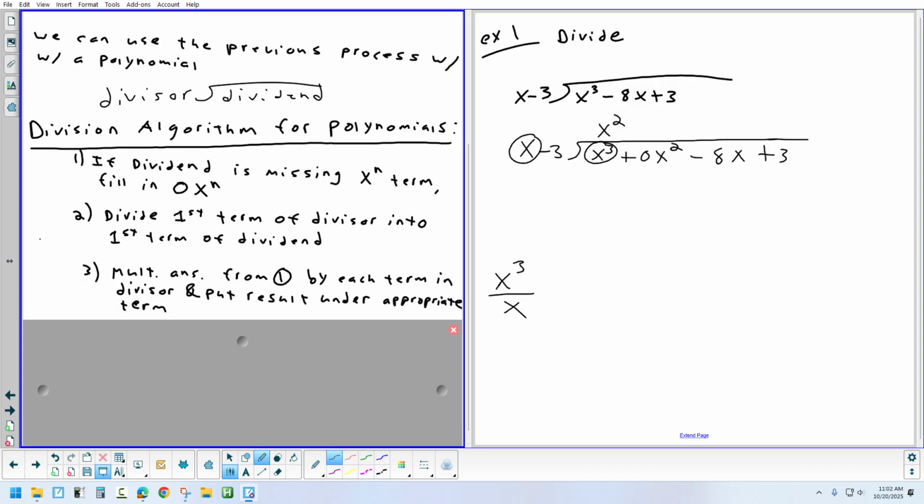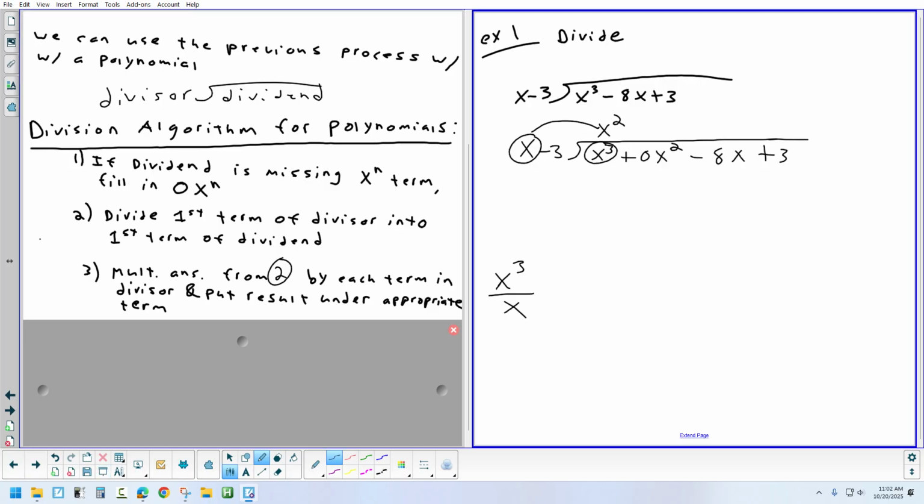Now you're going to take the answer you just got in step 2 and distribute it back out. When we distribute it, here's where we have to put things in the correct columns. What's x squared times x? X cubed. And what's x squared times negative 3? Negative 3x squared. Notice I put the x cubeds in the same column, and the x squareds in the correct column.